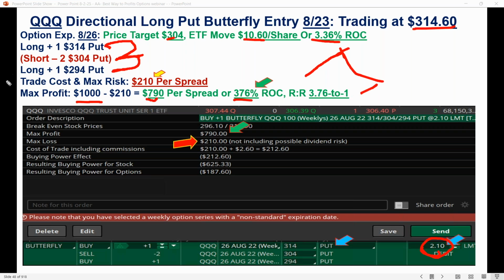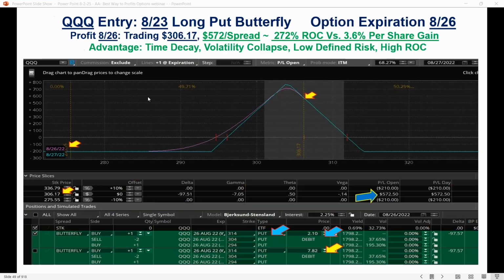Okay, so that's just your profile, so you can see what you always want to know: what is my reward to my risk? Okay, that's the first thing I always look at. So here it was going out, profit taken here. So now it was on the 26th, set up on the 23rd. On the 26th now it was trading at 306.17. So it dropped down pretty hard to there.